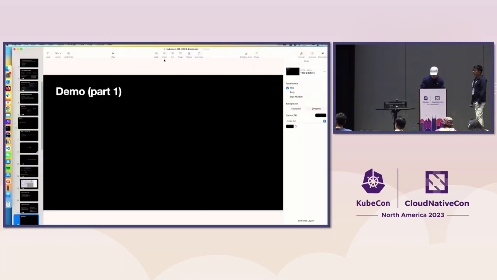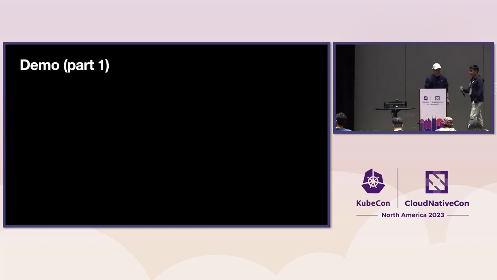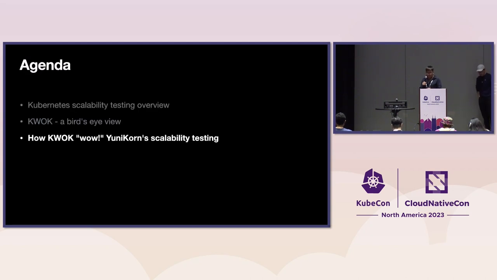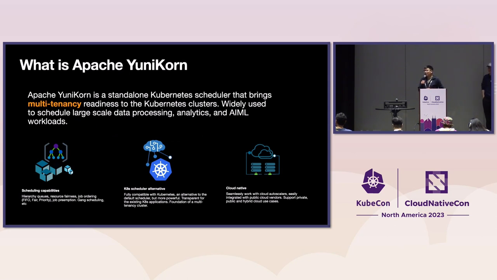Next, we will share with you how the Unikorn community benefits from KWOK. Hopefully, by now you have a basic idea about how KWOK is different from Kubemark, and I will be talking more from a user perspective because I'm from the Unikorn community. What we do is the Unikorn scheduler, and that has a lot to do with performance testing or scalability testing. In case you don't know, Unikorn is a standalone Kubernetes scheduler that brings multi-tenancy readiness to Kubernetes clusters.